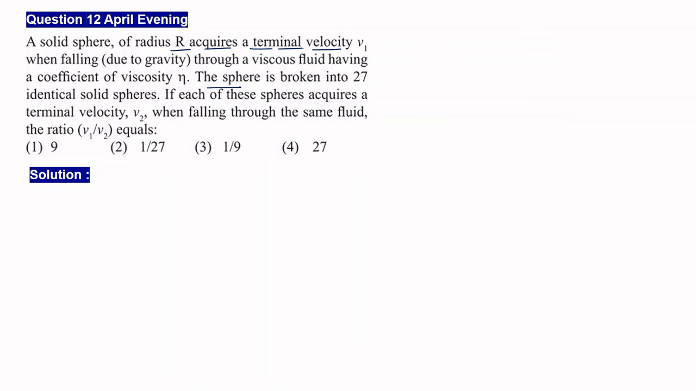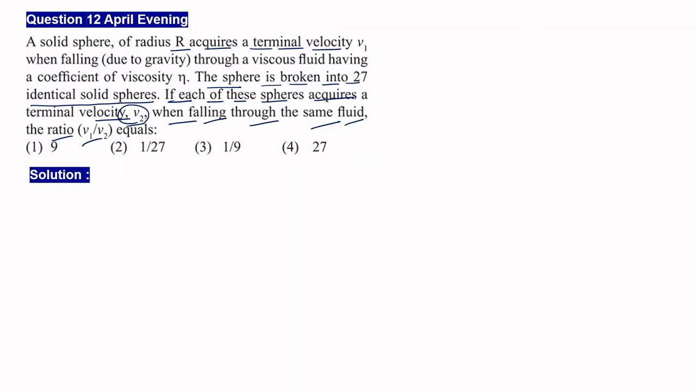Okay, the sphere is broken into 27 identical solid spheres. If each of these spheres acquires a terminal velocity v2 when falling through the same fluid, what you have to find out is the ratio of v1 by v2. The liquid is same.